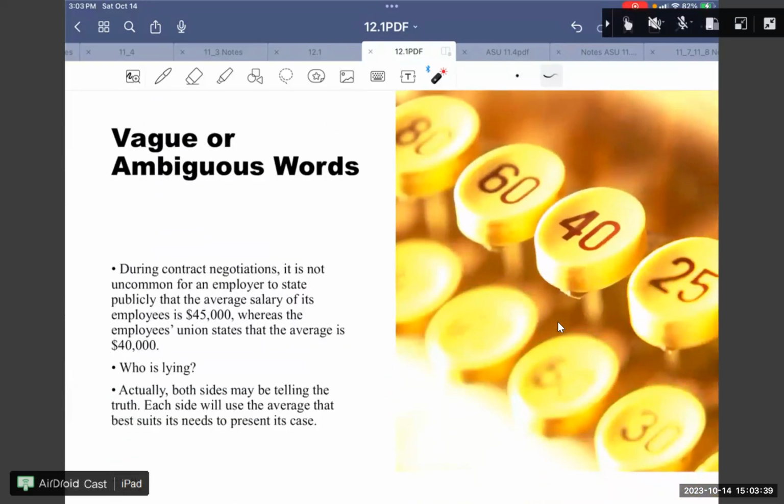So, language on the average word. Doing this in a contract is not uncommon: employees' average salary is stated as 45,000, but when asked, the employee union states the average is 40,000.